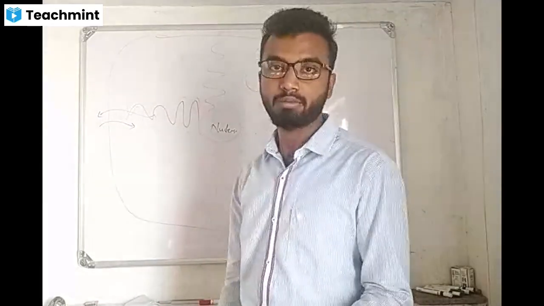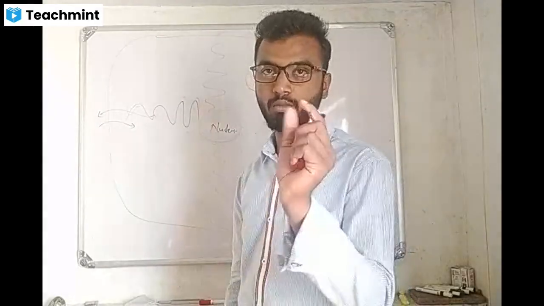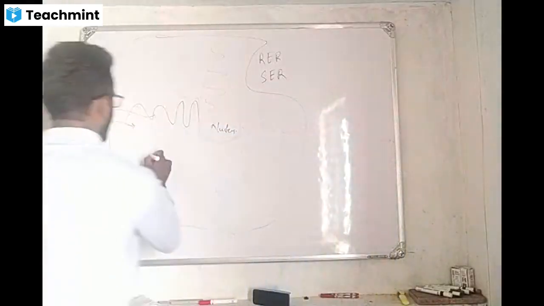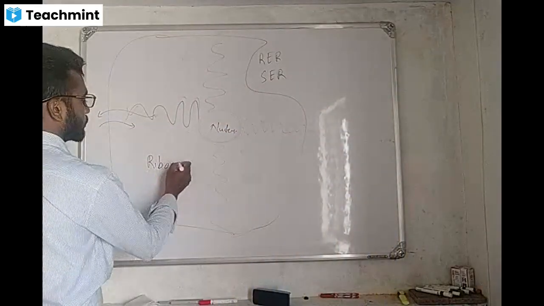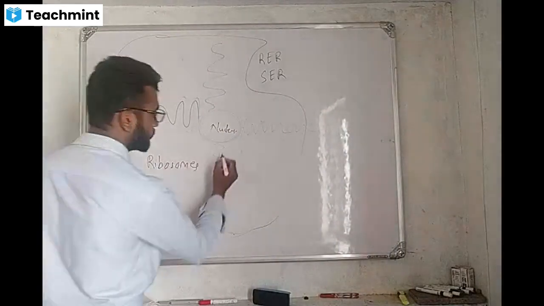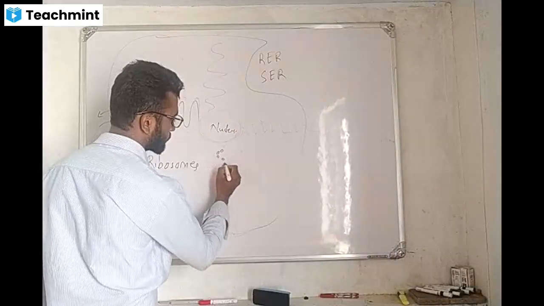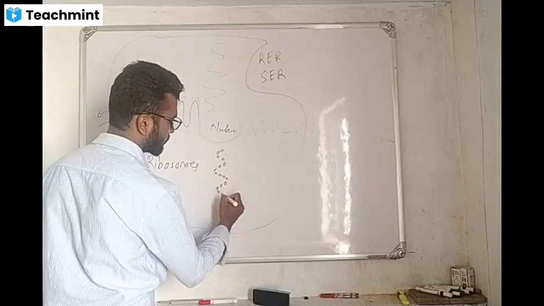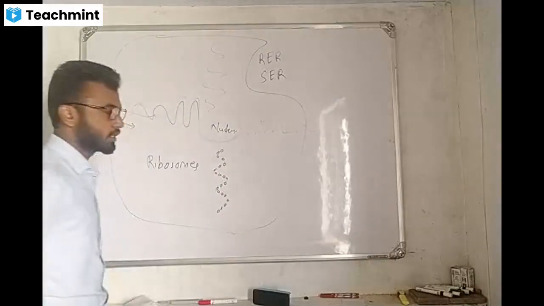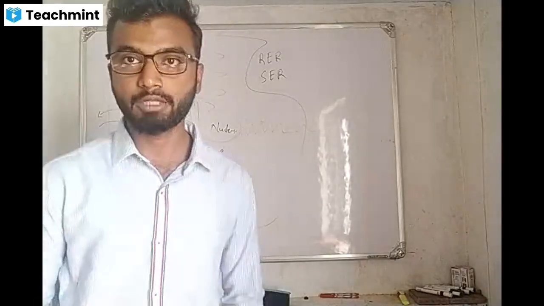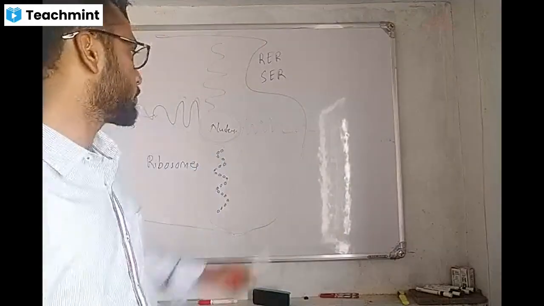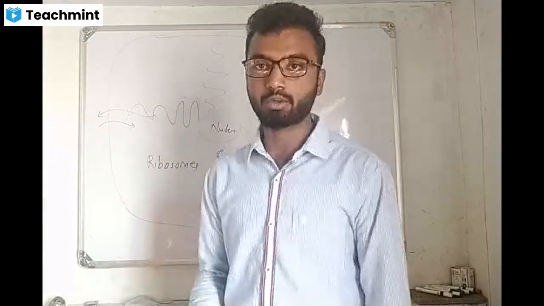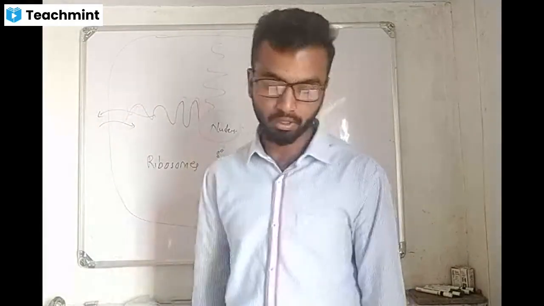The rough endoplasmic reticulum, why is it called rough? Because some bubble-like structures, the ribosomes, are attached to it, okay? Ribosomes are attached to them like this. These are called rough endoplasmic reticulum, and the endoplasmic reticulum tubule structures which don't contain ribosomes on them, we call them smooth endoplasmic reticulum.